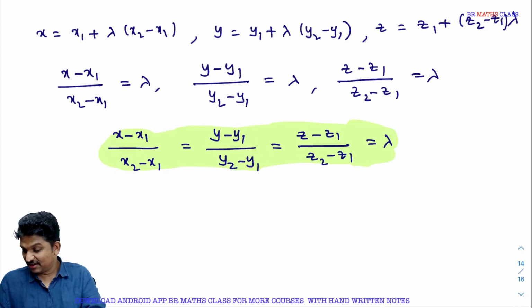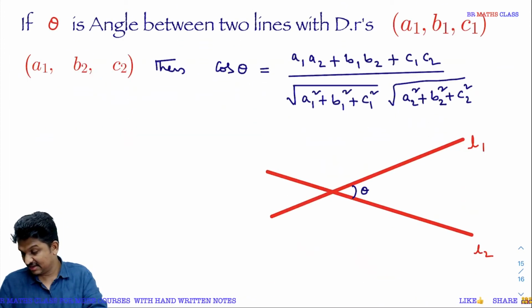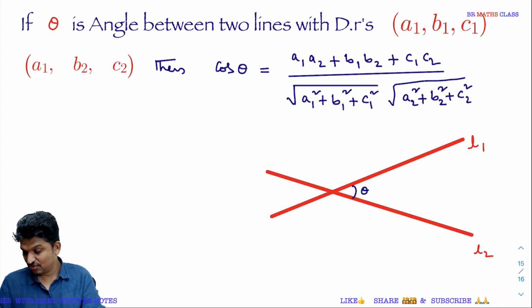Okay, now what is the next one? Vector form as well. Any note points are there for this? That's it. No note point for this.